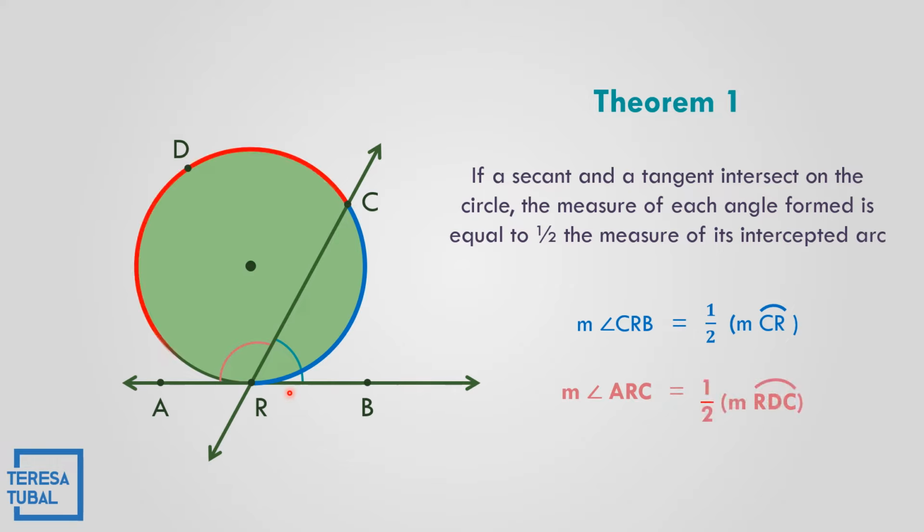What if we want the measure of the angle ARC? The measure of the angle ARC is equal to 1/2 the measure of the arc RBC.